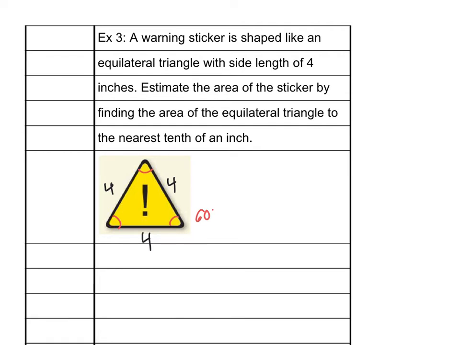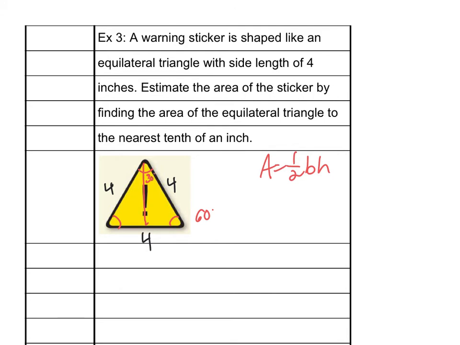Okay, so in order to figure out the area, we need 1/2 the base times the height. We know the base is 4, but we don't know the height. So I'm going to go ahead and draw the line in that we need to figure out, okay? So when I draw that line in, I now split these angles. So this is now a 30-degree angle.